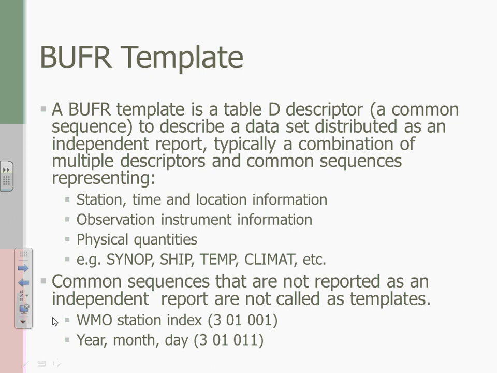So, for example, the WMO station index, this is an example I showed before. It's 301001. It consists of two element descriptors. This is also a table D descriptor and a common sequence, but it is not called a template because the WMO station index is not reported as an independent message. So this is good to know: the difference between a common sequence and a template.